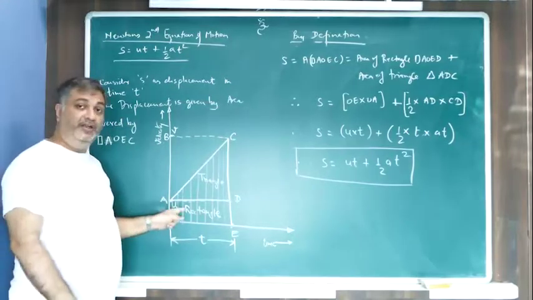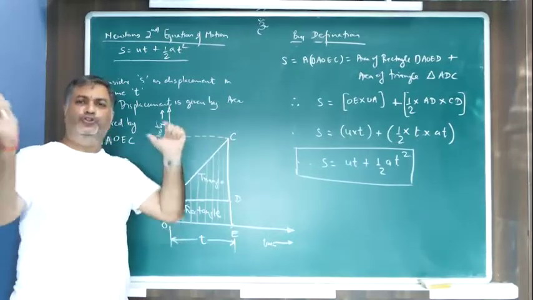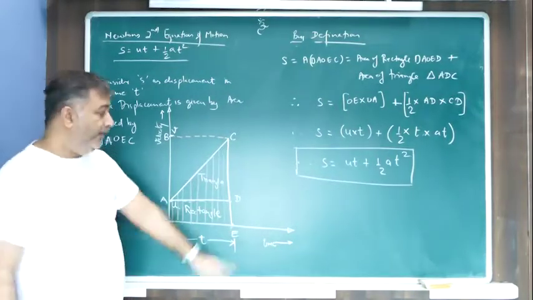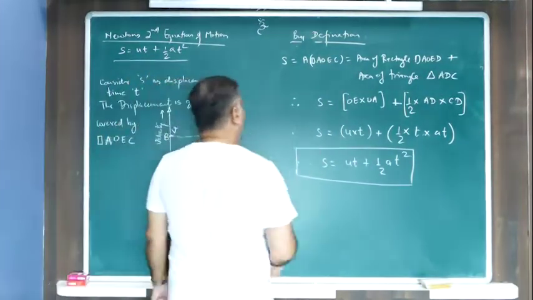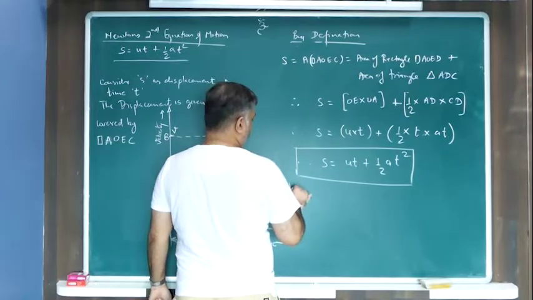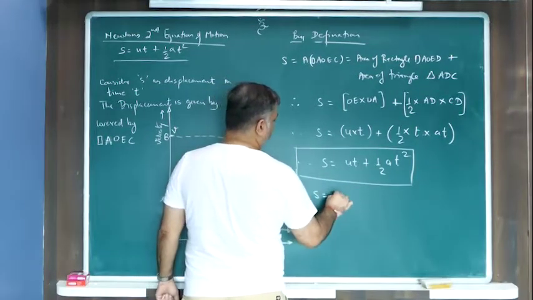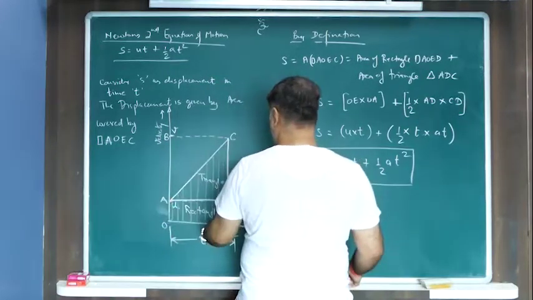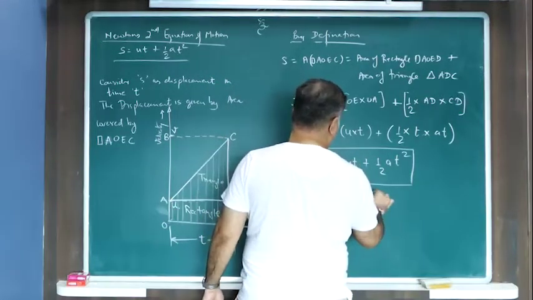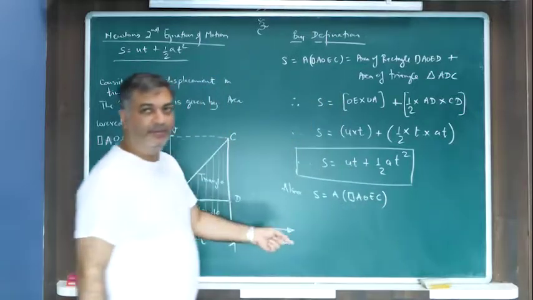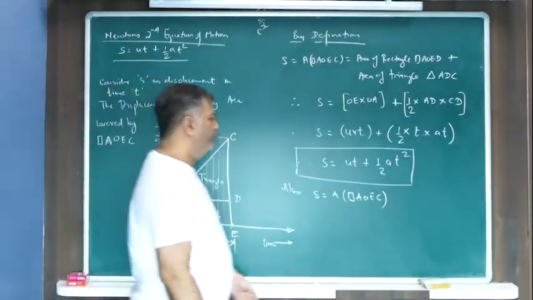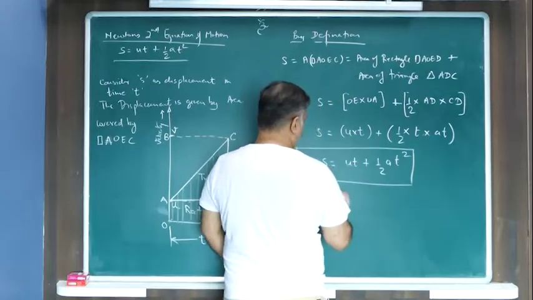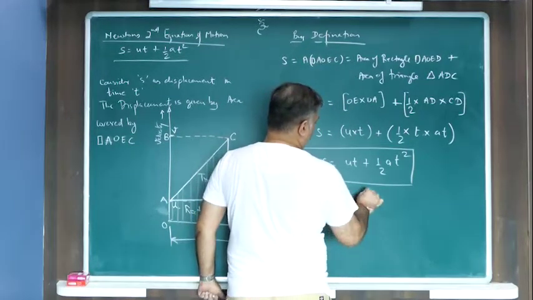Now, if you don't split it up as rectangle and triangle and directly use the geometrical formula, you will get the third kinematic equation. I told you that, right? So let's see how you get that. So for third kinematic equation, what do you say? Also, S is equal to area of the quadrilateral AOEC, which is a trapezium. Okay, so ideally you can say S is equal to area of trapezium.